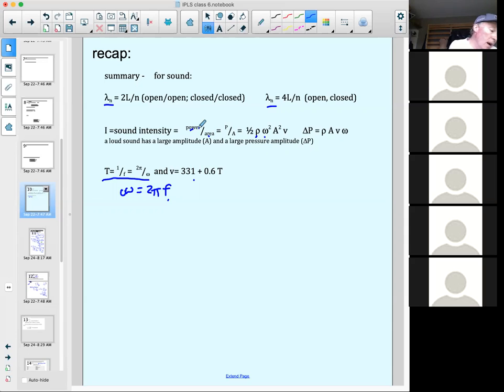And then the pressure amplitude, how much the pressure is going up and down in the sound pressure wave, depends on, again, the density of the fluid the sound wave is traveling through, how much the air molecules are moving back and forth, that's amplitude, the speed of the sound wave, and the rate of vibration. Okay, so that's to recap those quantities.